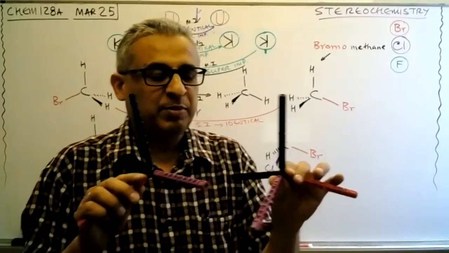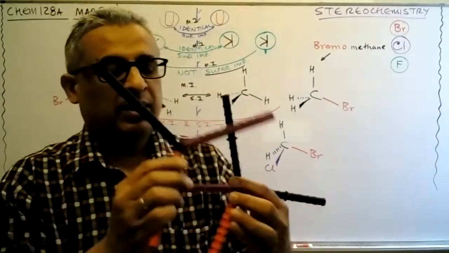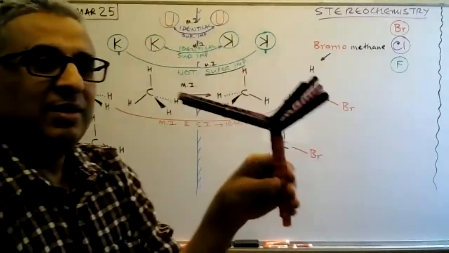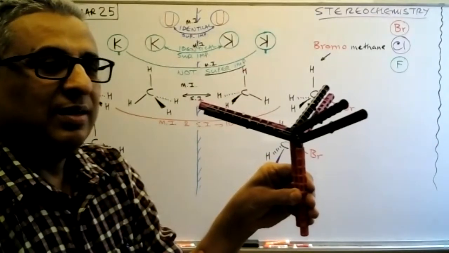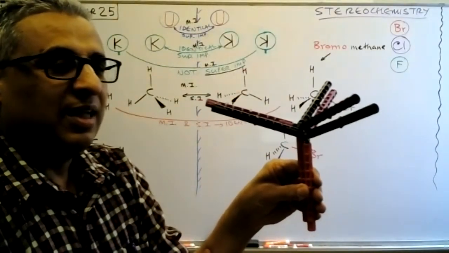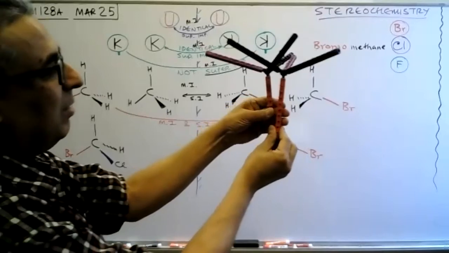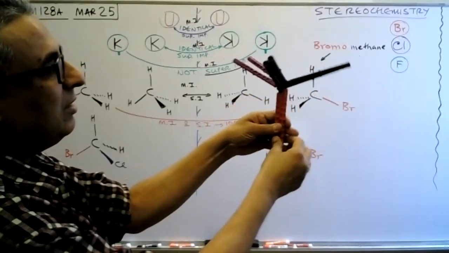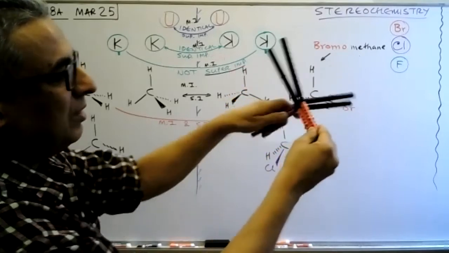Okay, let's try to superimpose. Oh no, they're not superimposable. Is that the right way of superimposing them? Let's try to put the red and the purple on top of each other and see if the blacks superimpose.